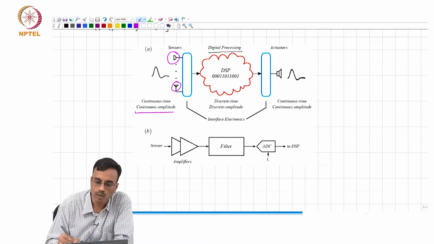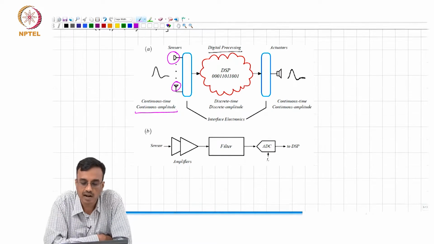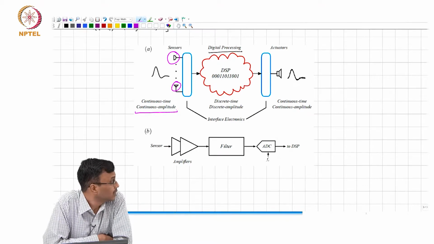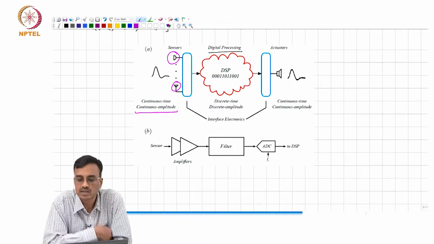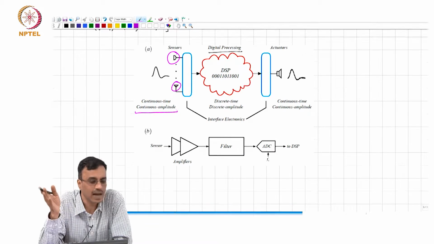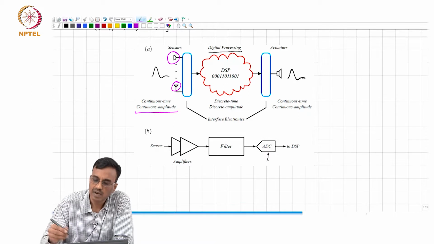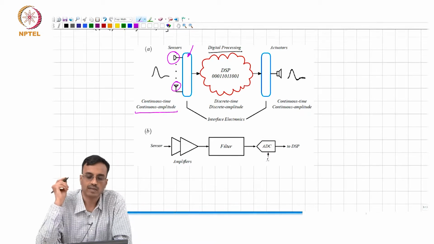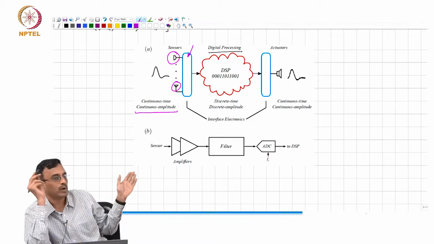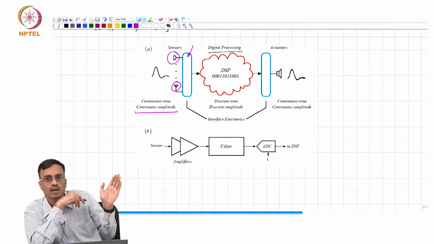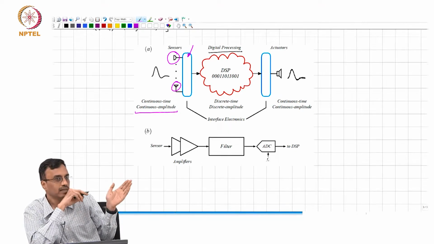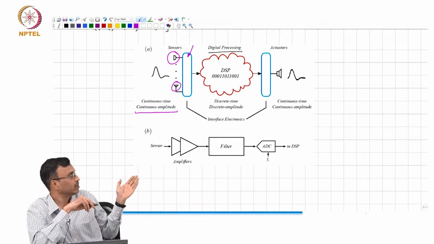these signals are all continuous both in time and amplitude, and the DSP only understands signals at discrete instants in time and discrete amplitude levels. So, you need basically some electronics or some way to interface between the real world and the virtual world. Does that make sense, right? And what enables you to do that?